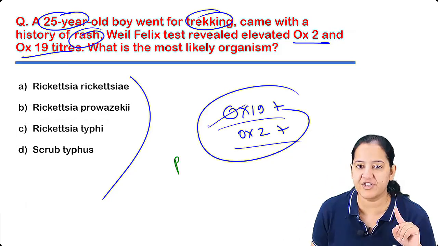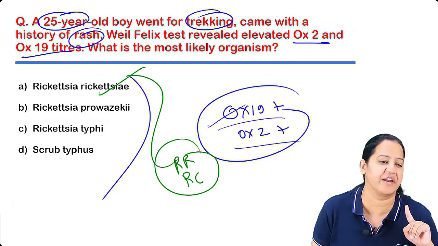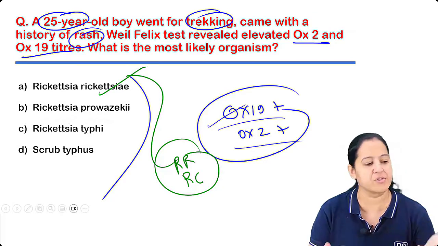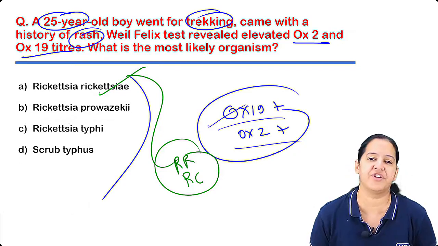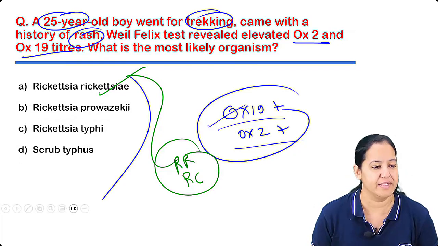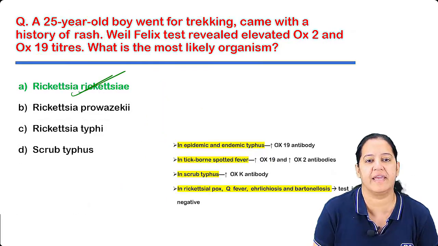The third is Rickettsia rickettsii. The fourth is Rickettsia conorii. Among them, the options have only Rickettsia rickettsii. If conorii was also there, it would also be correct. But currently, my answer is Rickettsia rickettsii. It is the only option given here. Yes, absolutely right. I'm changing this question. Currently, the answer is A. You all are right.